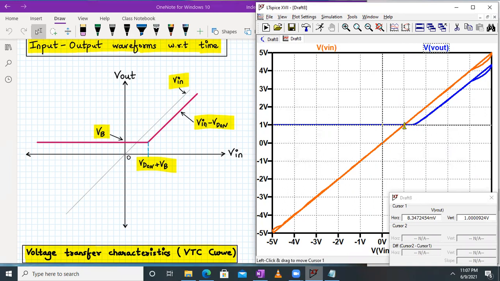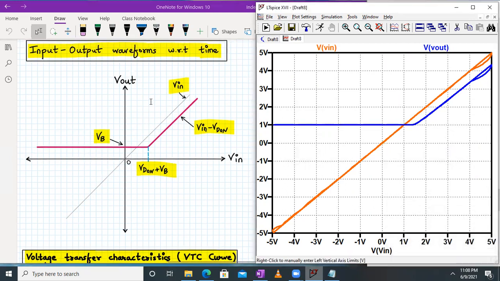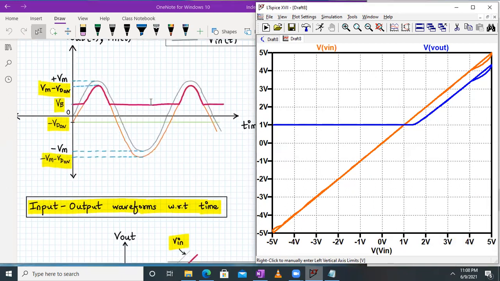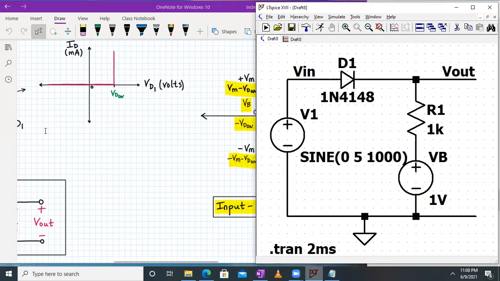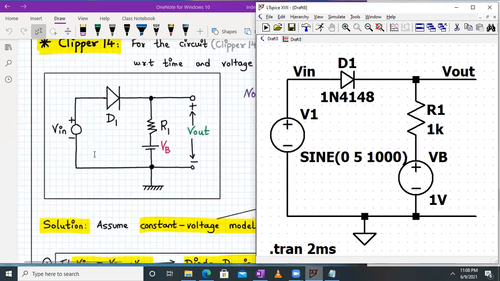So here is my zero level. It is levitating about the zero level, and this is 1 volt. This is exactly 1 volt, as you can see. And once the input is greater than VD on plus VB, the output will track the input with a shift of VD on, as you can see very clearly over here. So this is how we can check the VTC curve and the input output waveforms for the clipper number 14. So that is all for the clippers.